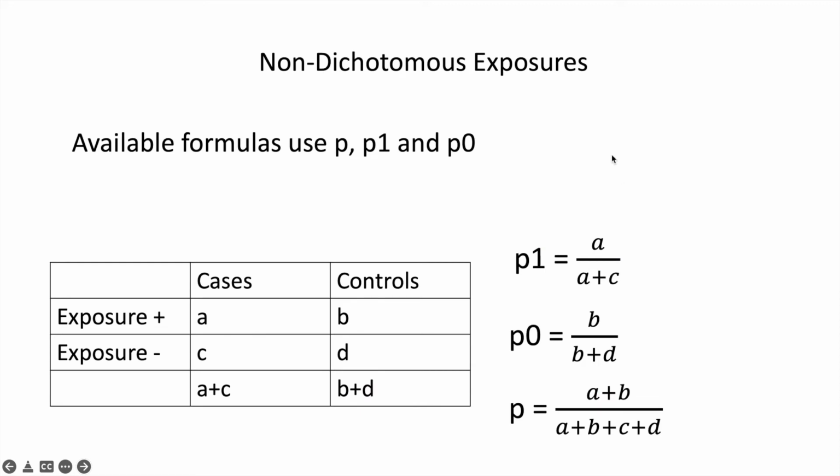You'll notice that the formula I showed, P, P1, and P naught, all kind of rely on this idea of a dichotomous exposure, where P1 is, we have exposed cases and exposed controls. There's no proportion of exposure overall. There's no opportunity. It's exposed and not exposed. There's no opportunity for, say, a medium level of exposure or a continuous exposure. But that's a very common thing to want to investigate. So what do we do in those situations?